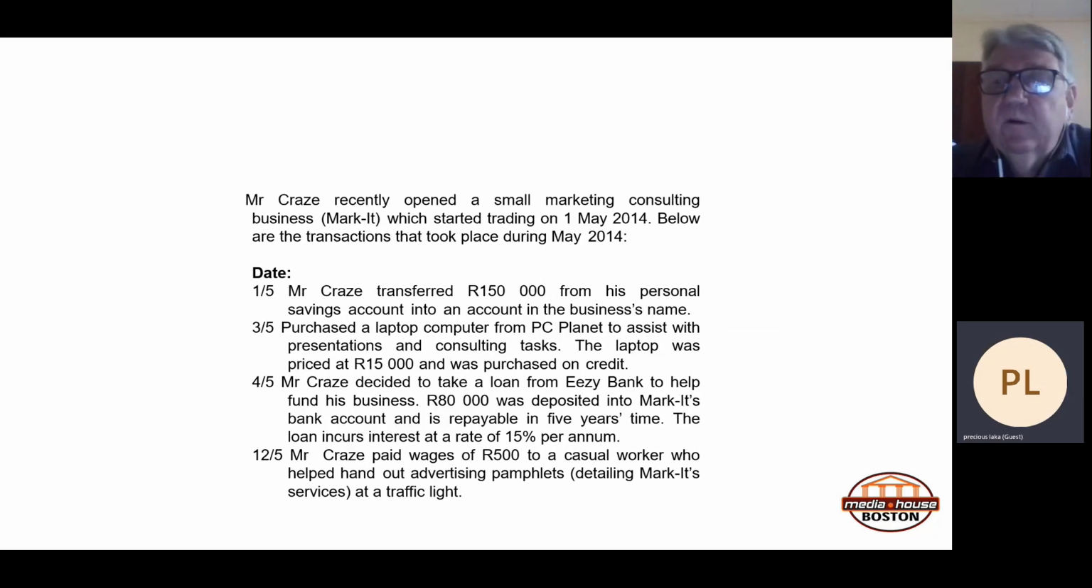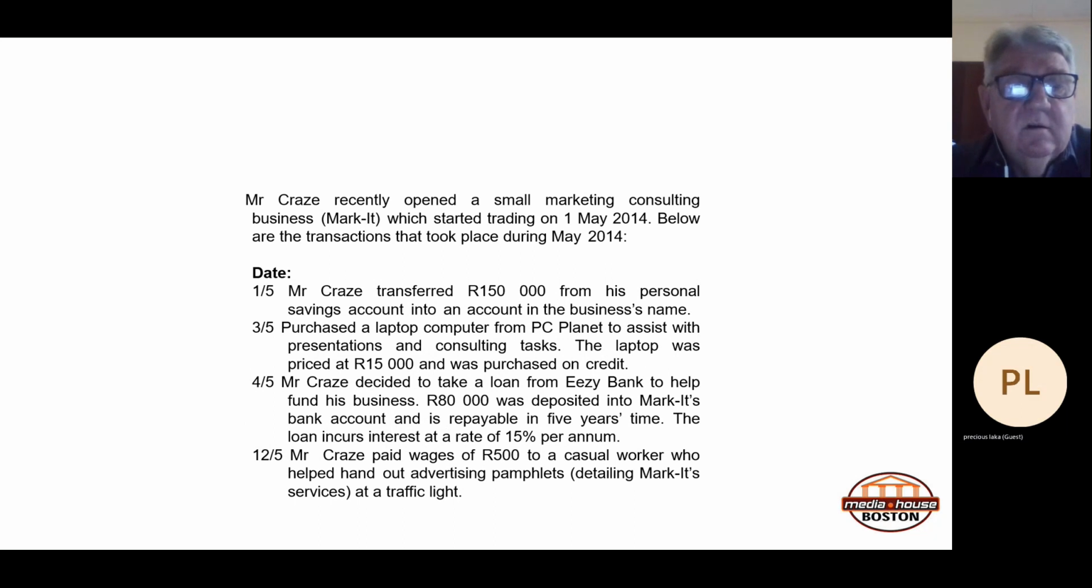Okay. If we look at the second transaction, we purchased a laptop from PC Planet, and the laptop was priced at 15,000 rand. And it was purchased on credit. If you had to analyze that transaction, what happened there? He purchased a laptop from PC Planet. The laptop was priced at 15,000 and was purchased on credit.